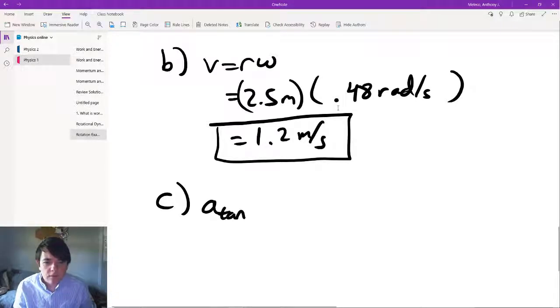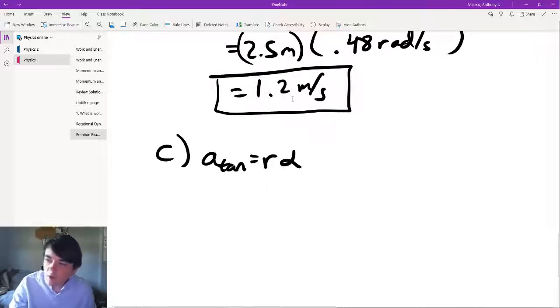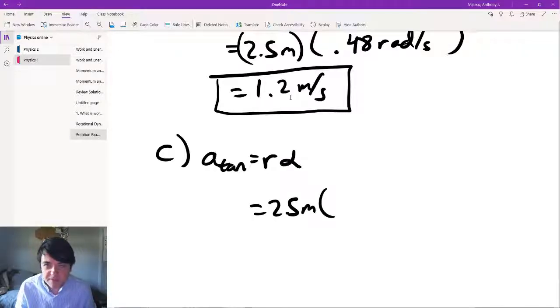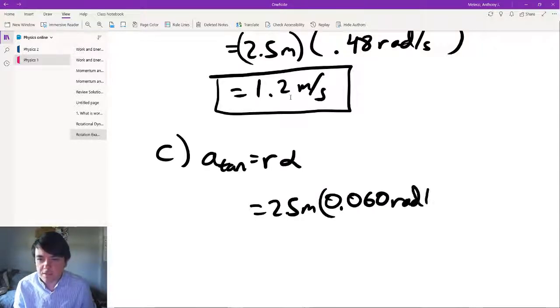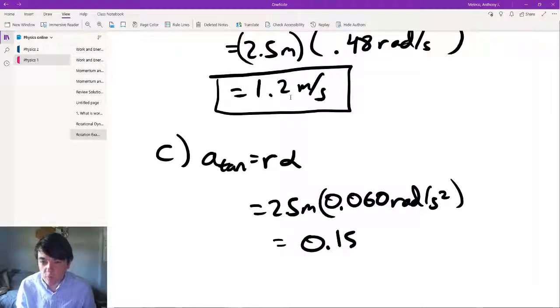And so a tan equals, what do you guys think that equation was? If you said r alpha, you'd be right. It's just r times the next term. So this would be 2.5 meters times the alpha, which is 0.060 radians per second squared. You're going to have the same type of deal with the units here, where it's not meter radian per second squared, really, it's meters per second squared because we're talking about a linear term. And so that's 0.15 meters per second squared. Okay.